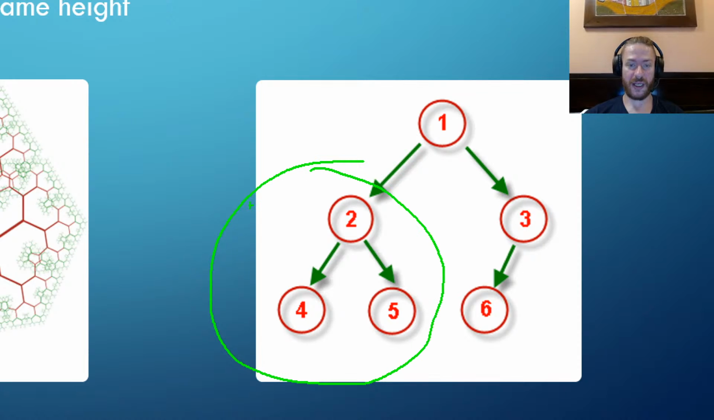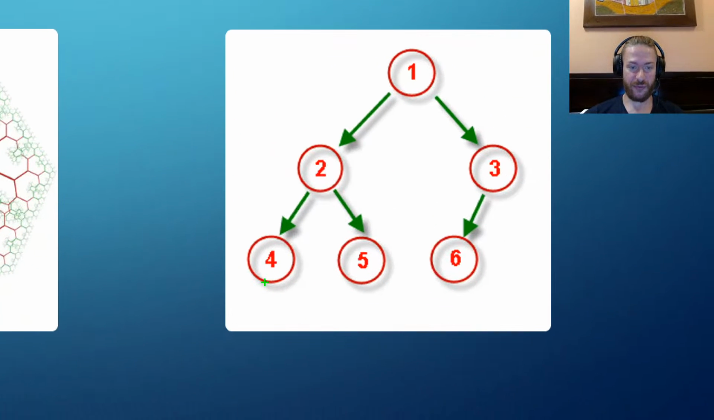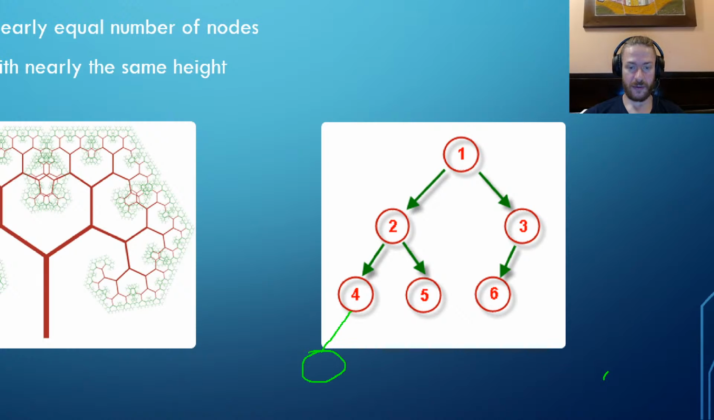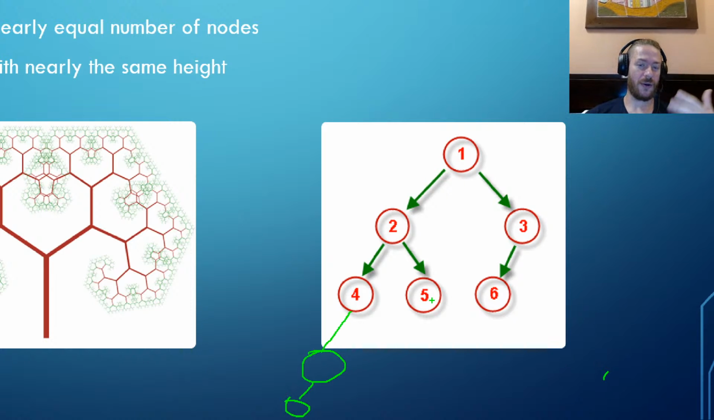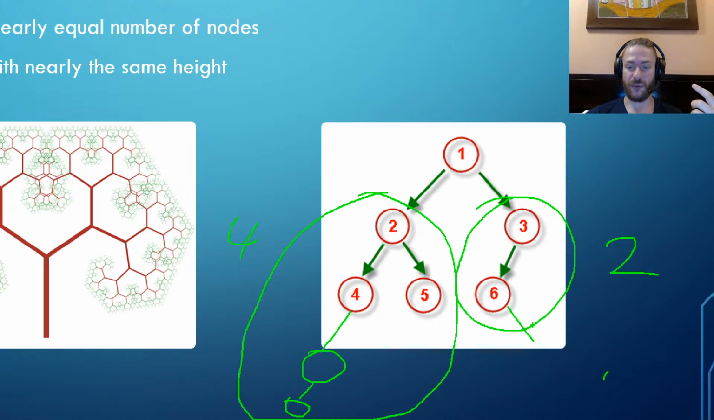So subtrees are with nearly the same height, like this one. This subtree has a height of 2 and this subtree has a height of 2. They are the same. So for example, if I decide to add a value here and then a value here, I'm going to lose the balance node by node, because here I will have 4 levels and here I will have 2 levels.